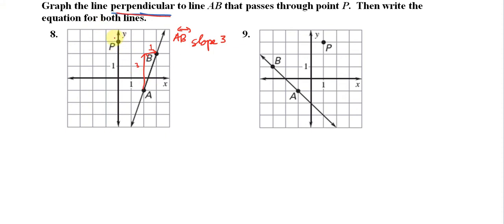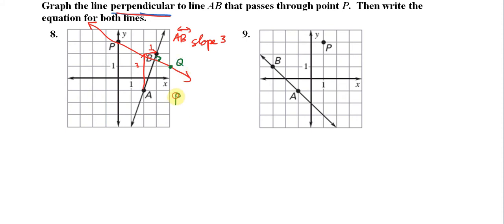That means the other line, and I'm going to estimate this as best I can, is going to go through P and it's going to be perpendicular. Perpendicular means 90 degrees. So here it's going to be perpendicular, and I suppose we'll call this PQ.